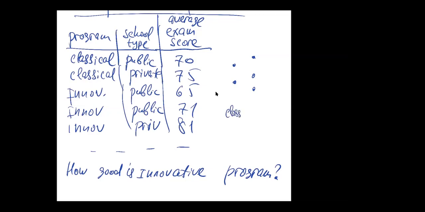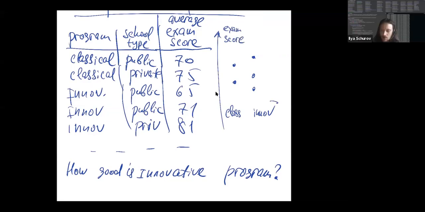So I should maybe introduce two axes, and maybe axis y would be the exam score, and axis x would be... I don't know. No. Axis x is just program. So on your picture, you have two groups.